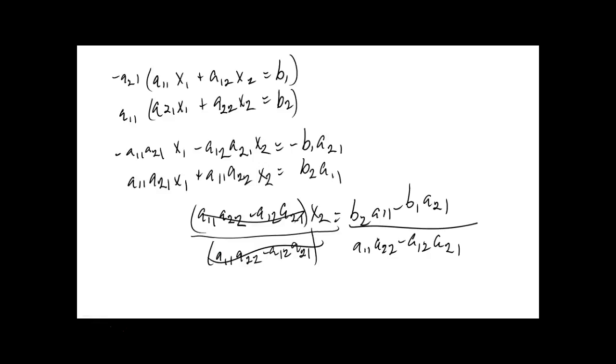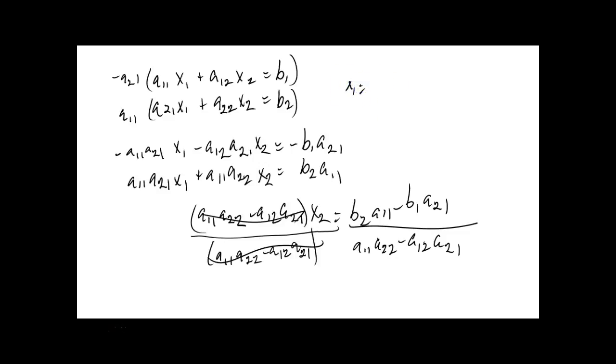Now, if we had done the same type thing to X1 here, multiply the top equation by A22 and the bottom equation by minus A12, then we would have come up with an equation that looked a lot like this, but X1 would have been B1. They did it in the book. I'm not going to do it for you again, but it came up this way.